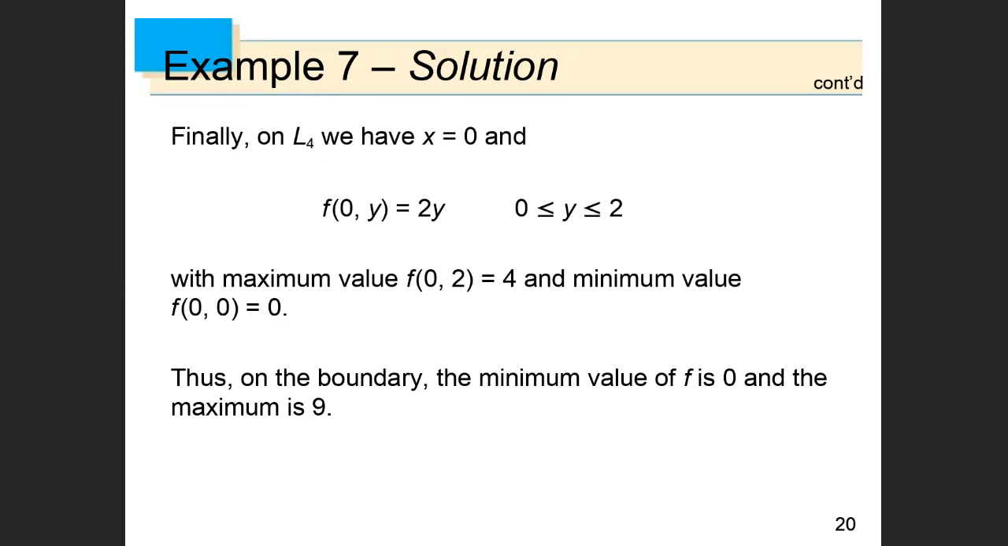So what you can do now is recapitulate, collect all the information you had, and conclude what the maximum and the minimum values are. So the maximum value on L4 is at 0, 2, so you get 4, and the minimum value is 0. So on the boundary, the minimum value of f is 0, and the maximum is 9, which was found at 3, 0.